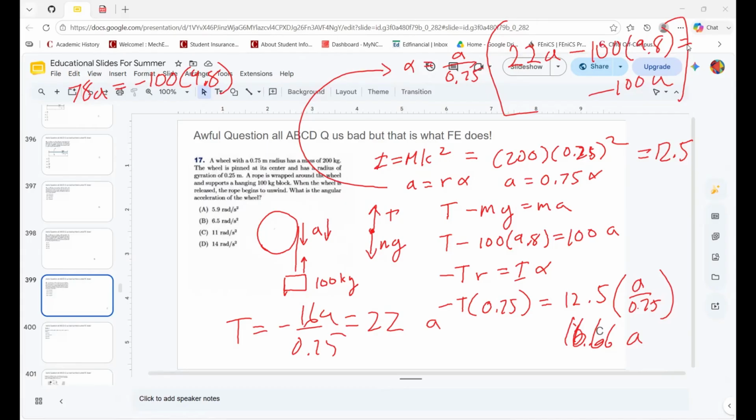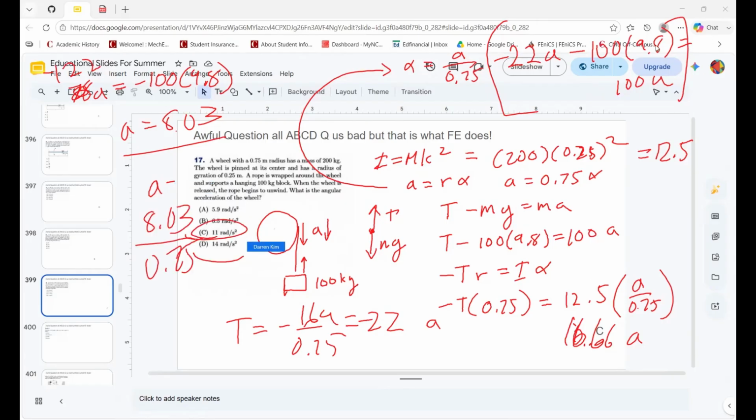Oh, I see what's going to happen. So this is minus, so this is minus, so this is actually plus. So what this should be is 122. So A equals 8.03. And then alpha equals 8.03 divided by 0.75, which equals about 11. So C. This is my second time doing this.